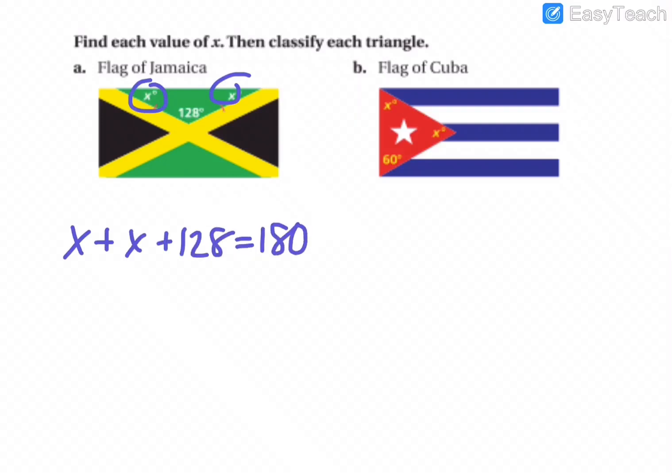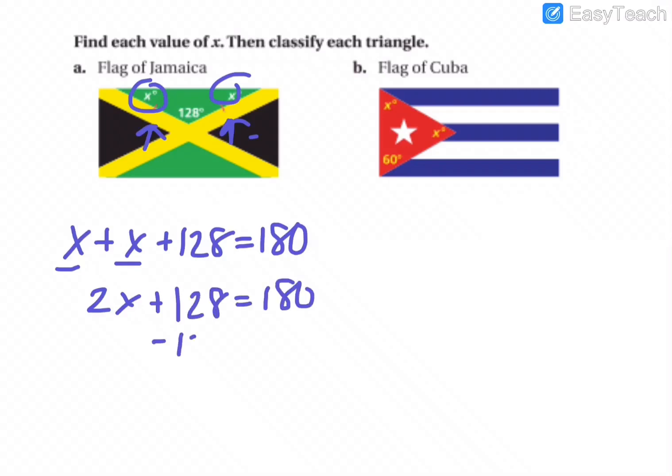So our real life example problems are, we've got these flags. In this one you're missing two. I'm actually only going to do one of these because they're basically the same thing. So if we have x plus 128 equals 180, in this one we have two x's. So combine those two x's, and that actually tells us, again looking at the markings, that whatever we get for x is going to be the same for the other one. And that's because this is an isosceles triangle. So we're going to solve. This one's going to be one more step since we have to get the 2 away from the x.